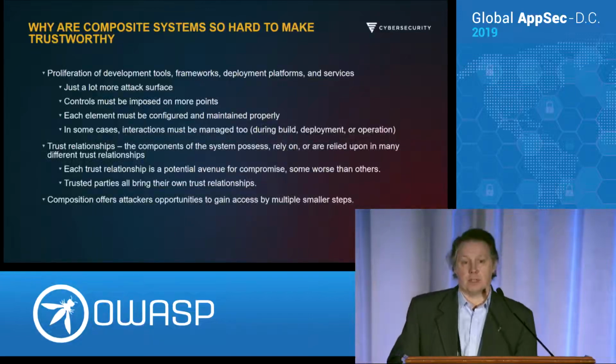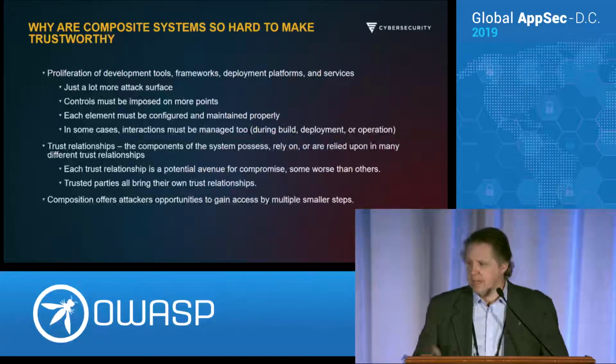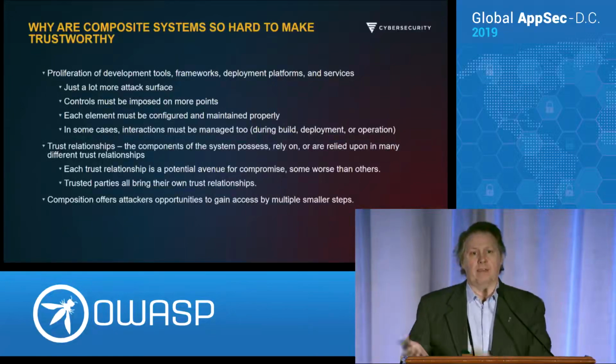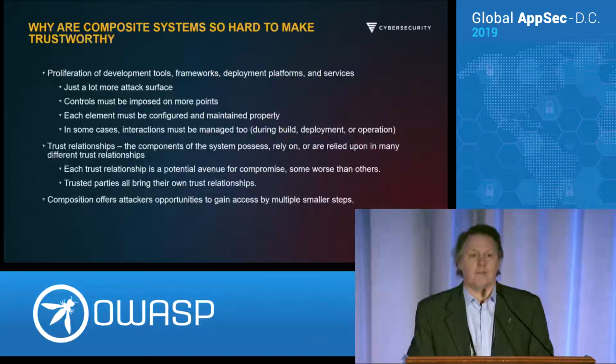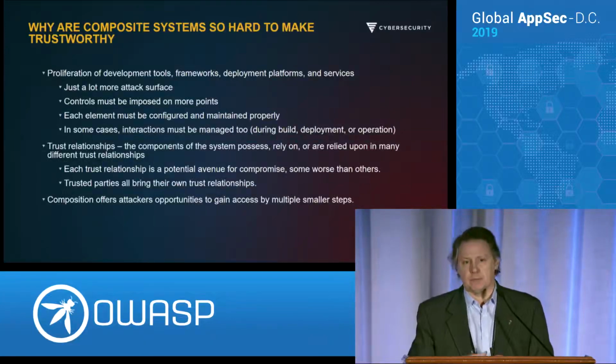Okay, so the proliferation that we see in modern software development environments, while it's great for productivity, can complicate the security picture. And we'll talk more about that just a little bit later. Trust relationships is another aspect. When I look at how modern adversaries are attacking modern systems, they're often exploiting trust relationships. And we'll hit that in the principles as well.